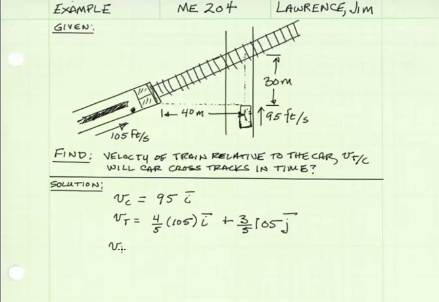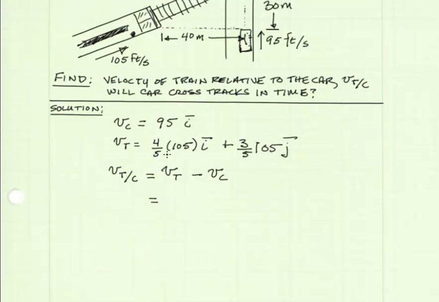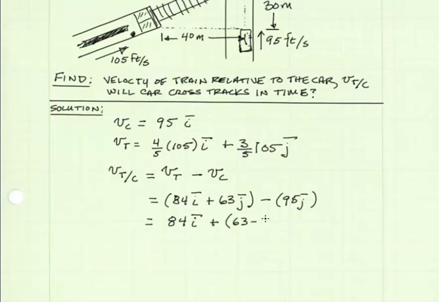We want to know the velocity of the train with respect to the car. This would be equal to the velocity of the train minus the velocity of the car, which, if we solve these down, would be equal to 84 in the i direction plus 63 in the j direction minus 95 in the j direction. Collecting same components, we get that this is equal to 84 in the i direction plus 63 minus 95 in the j direction, which is equal to 84 in the i direction minus 32 in the j direction.